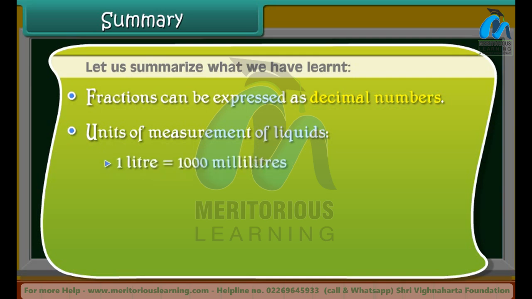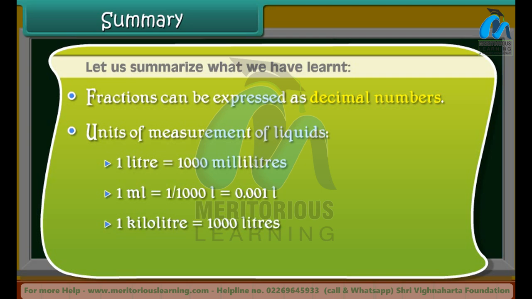1 liter is equal to 1000 milliliters. 1 milliliter is equal to 1 by 1000 liters. That is equal to 0.001 liter. 1 kiloliter is equal to 1000 liters. 1 liter is equal to 1 by 1000 kiloliters. That is equal to 0.001 kiloliter.